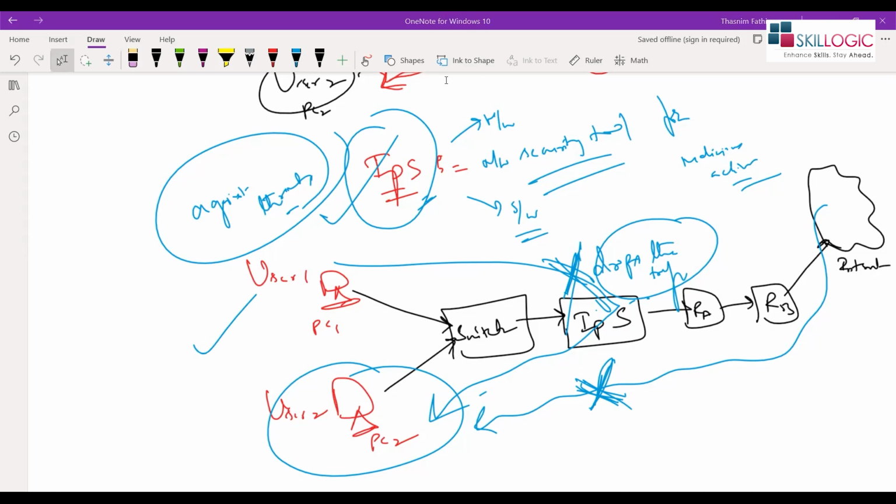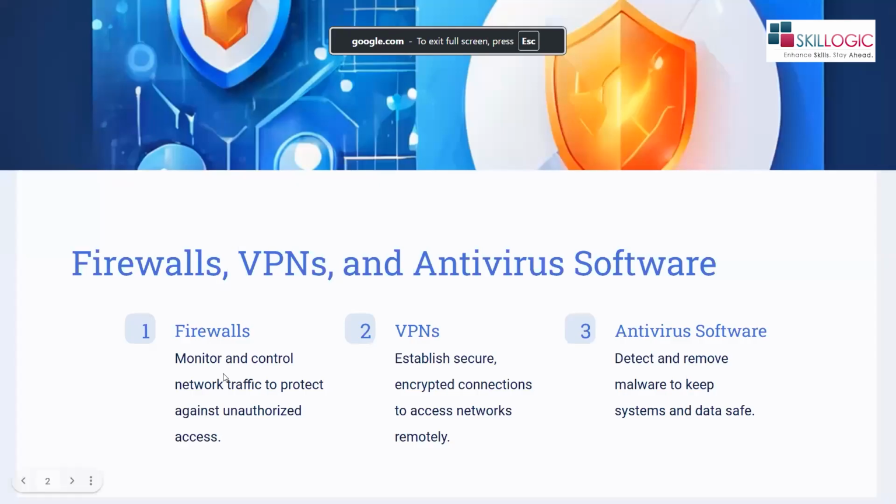Now let's see the slide. Along with firewalls, we also studied IDS and IPS. We need VPNs in order to establish a very secure encrypted connection. Sometimes, to access networks remotely, there should be a secure connection, and VPNs help us with that. In a company, it is good to use virtual private networks. And it is always good to use antivirus software because it gives us pop-up messages and notifications, an early warning sign to keep our system and data safe.